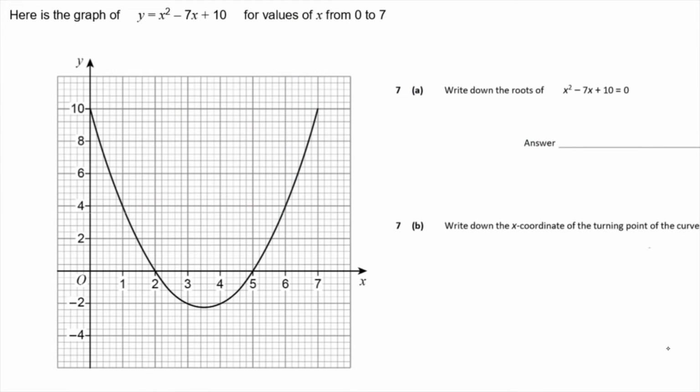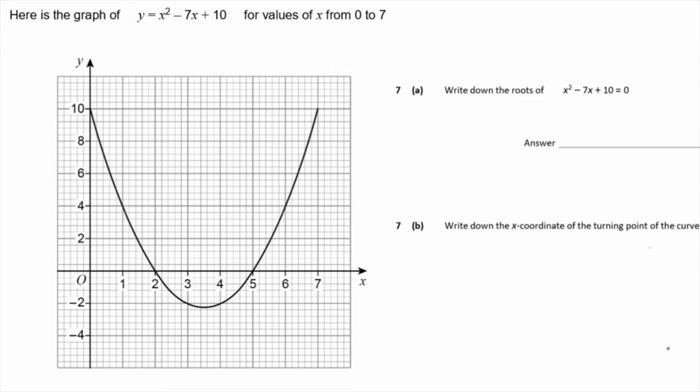Question 7. Here is the graph of y equals x squared minus 7x plus 10 for the values of x from 0 to 7. Part A says write down the roots of the equation x squared minus 7x plus 10 is equal to 0.